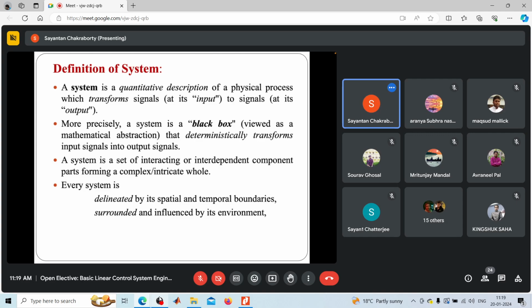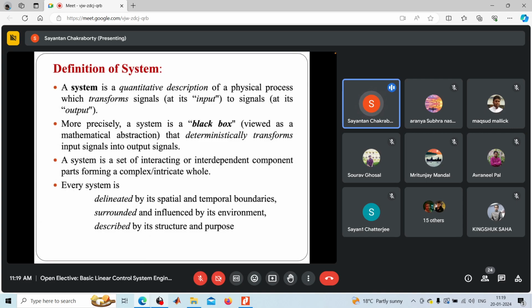So whenever we specify a particular system, we have to specify the temperature range or the environmental condition as well under which the system is performing. So that is very important. You should not only identify the system and its environment, but should also consider how the environment influences the system.